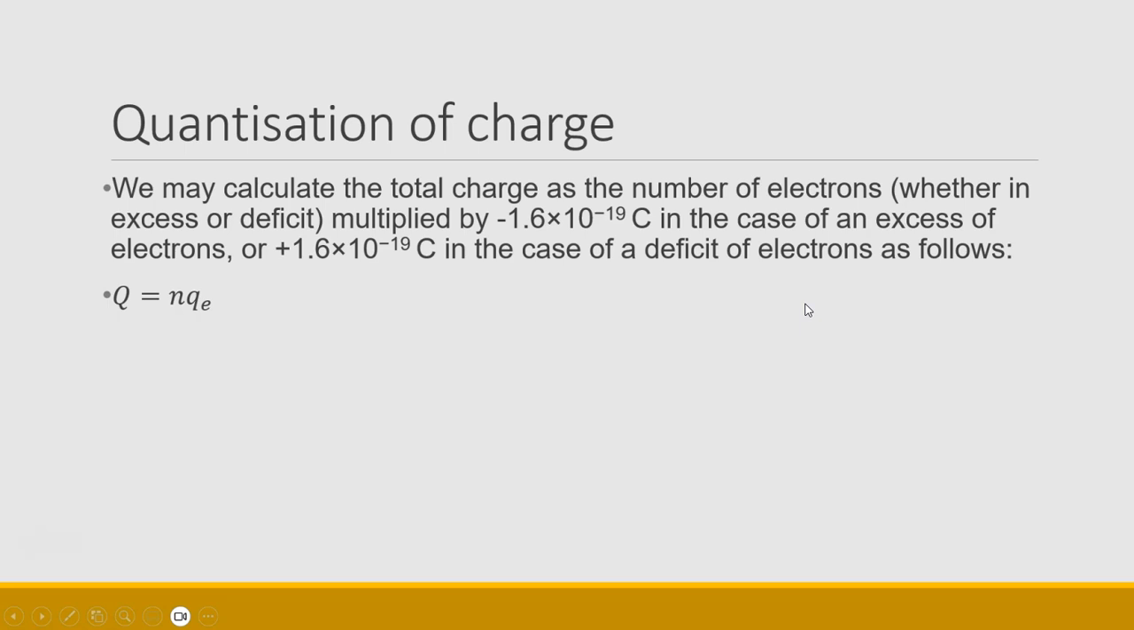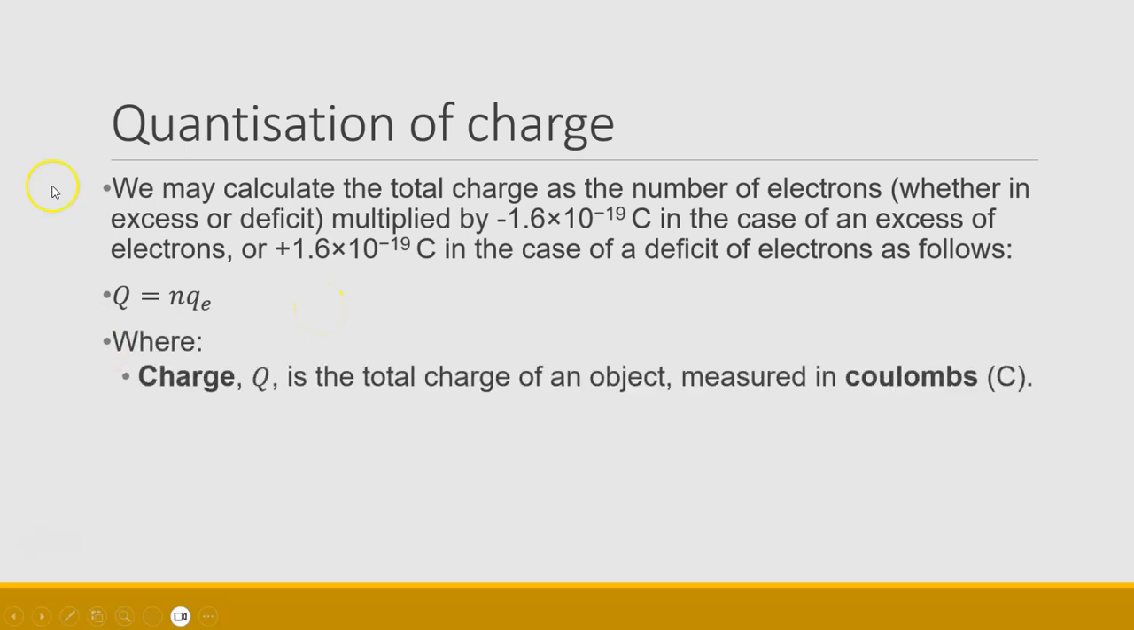Using this formula, Q, big Q, meaning the total charge, is equal to N, which is the number of electrons, whether in excess or in deficit, times QE, which is the elementary charge, which is the charge of a single electron in excess or in deficit. So this QE value is a constant.